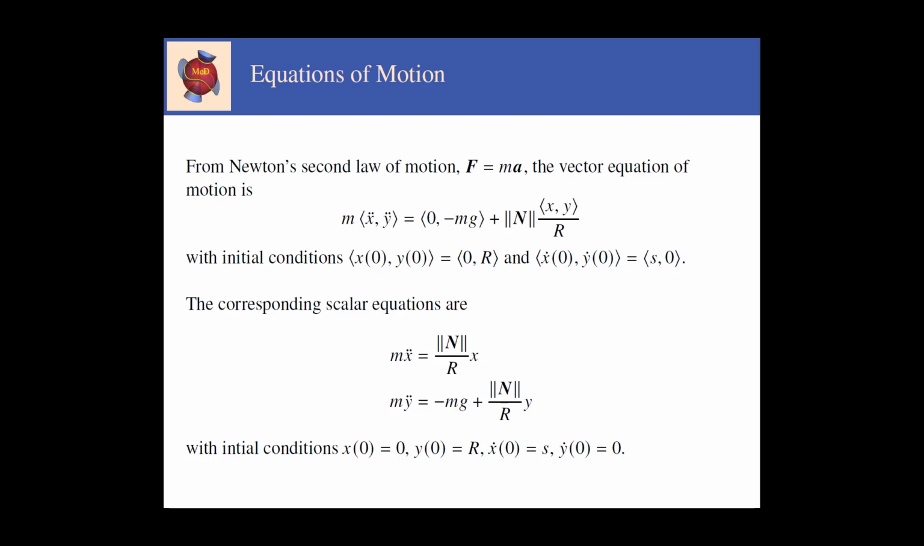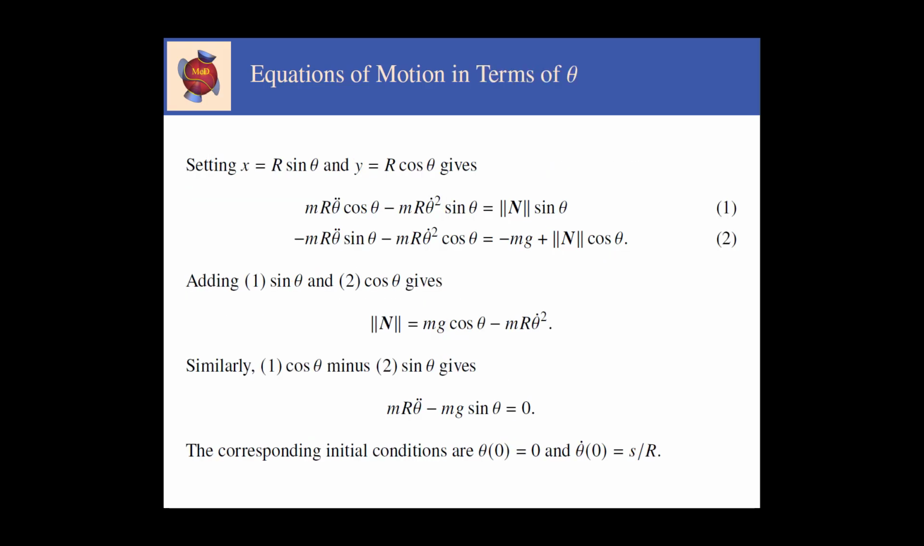Now, our goal is to rewrite the governing equations in terms of theta. So we split the vector equation into its component scalar equations, and we obtain m x double dot is the magnitude of the reactive force divided by R times x, and m y double dot is minus mg plus the magnitude of the reactive force divided by R times y, with corresponding initial conditions. Now, to switch to theta, we let x be R sine theta and y be R cosine theta. And we differentiate those expressions twice and plug them into the scalar differential equations for x and y on the previous slide.